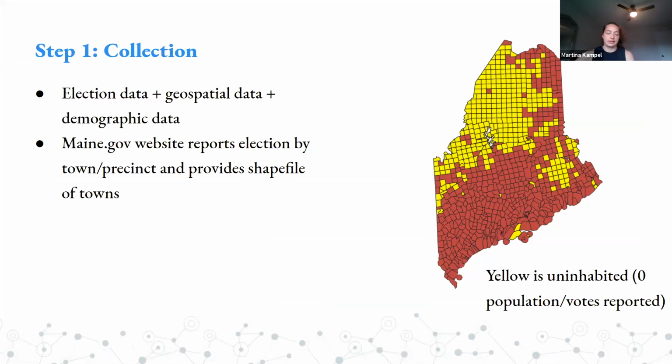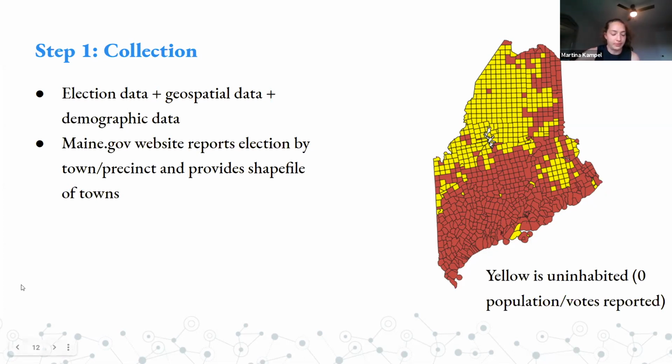So step one of this data wrangling process is collecting the data. This was fairly easy to do for Maine because the website provided the shapefiles of towns, and as Quinn mentioned before, towns and precincts in Maine had a nearly one-to-one correspondence. And so these polygons I was talking about before in the shapefiles ended up being majority of the towns, which were also the precincts, which was our goal.